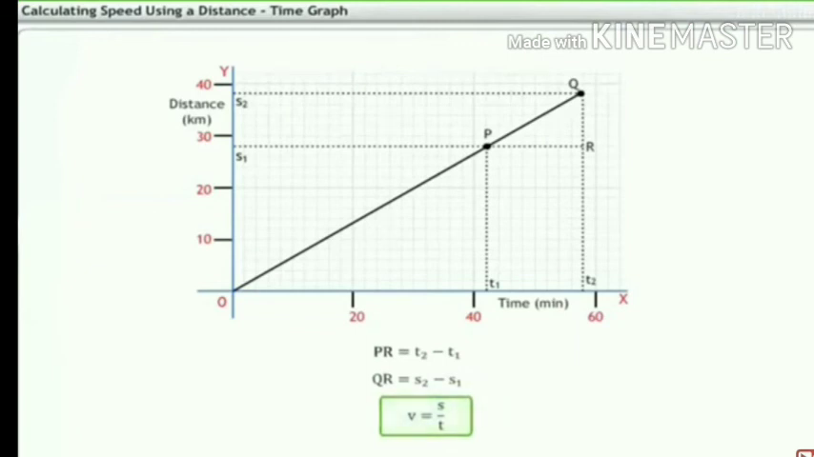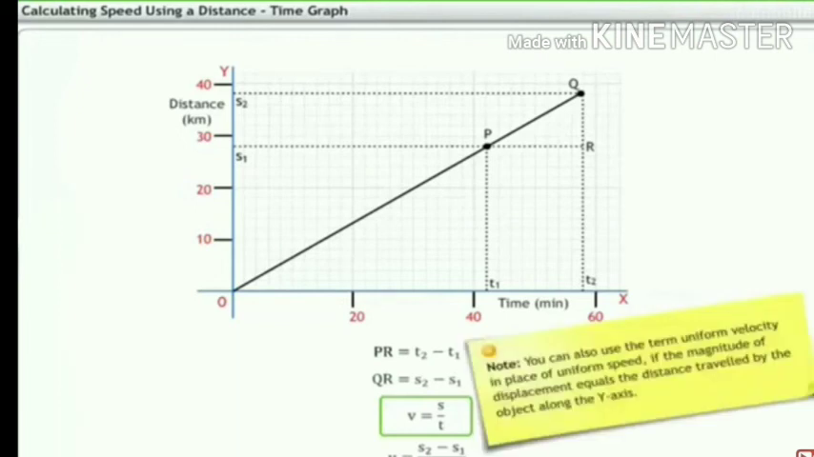We can see from the graph that as the object moves from point A, meaning P, to Q, it covers a distance S2 minus S1 in a time interval of T2 minus T1. Therefore, the speed v of the object can be represented as v is equal to S2 minus S1 upon T2 minus T1. It means that v is equal to displacement S upon given time T.